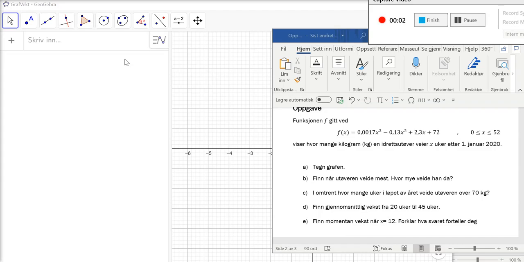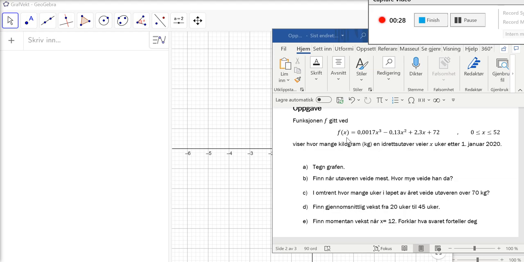So we have to draw a graph when we have a practical function here and find minimum and maximum points. We're going to find something else here and find average rate of change and instantaneous rate of change. This is a standard exercise on GeoGebra.